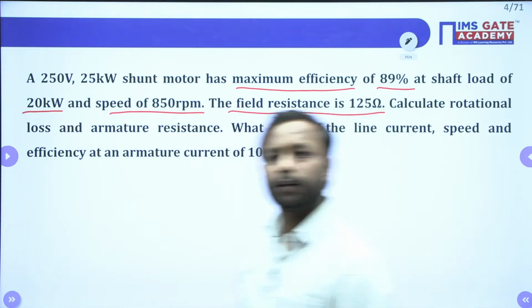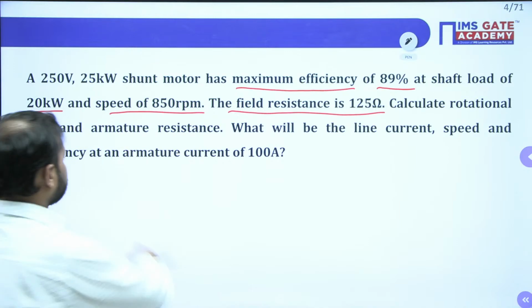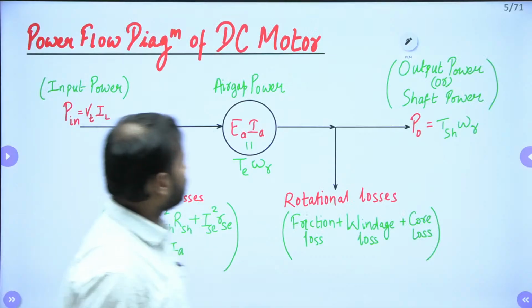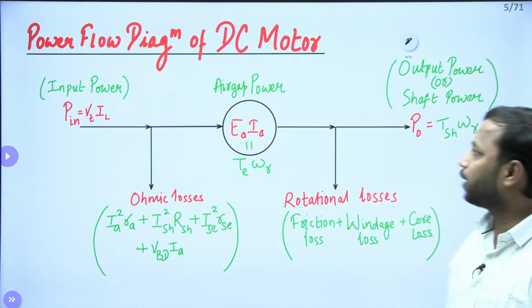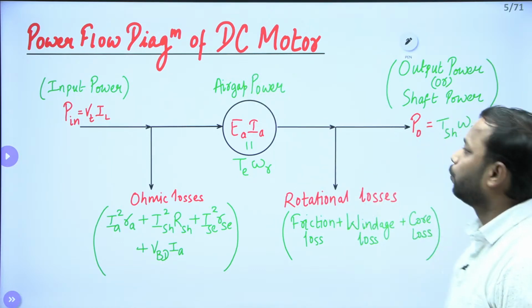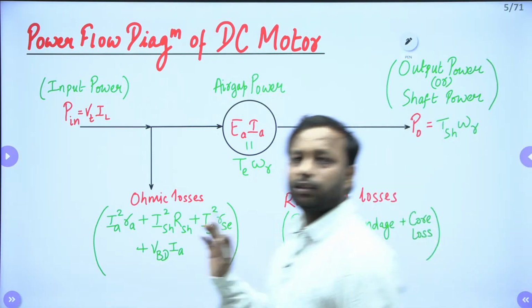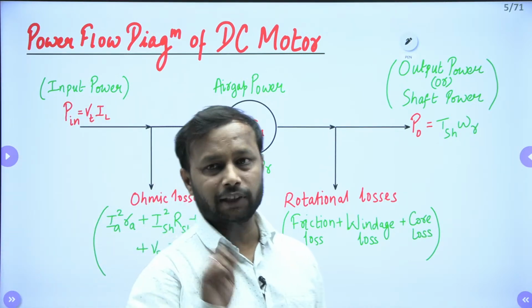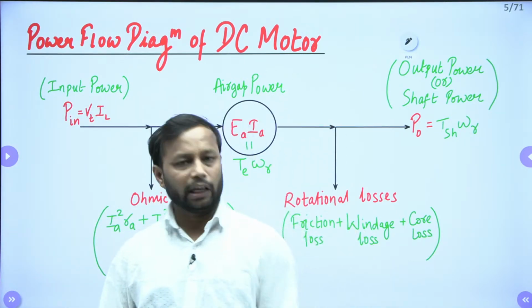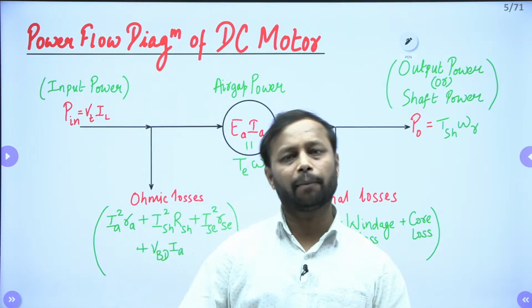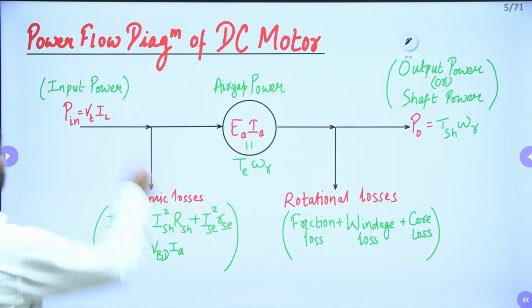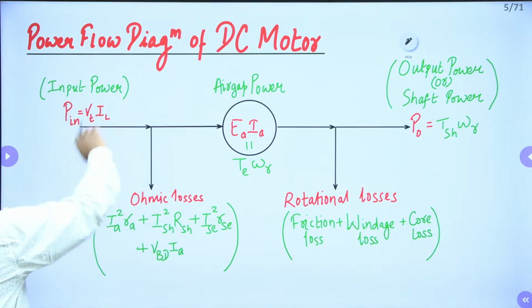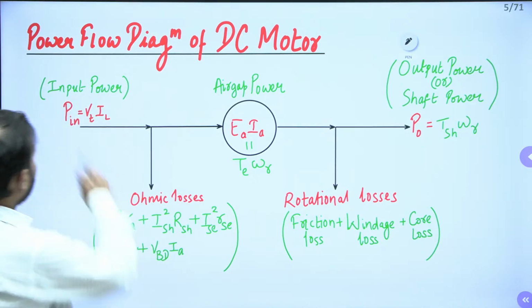Shall we move ahead? All right. Now, first, let us understand the power flow diagram of the DC motor. As this question is regarding the DC motor, we know that in a DC motor, the electrical will be the input and the output will be the mechanical. So this electrical will be your input, Vt into IL. This is the input power.